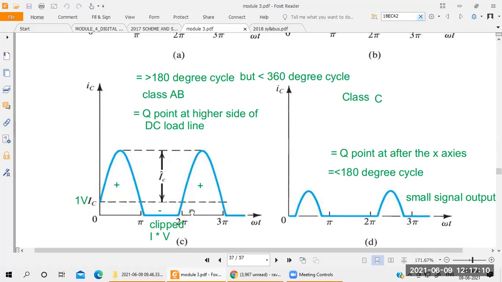Okay, what about class C here? Class C is a very small signal. That should be less than the 180-degree cycle, because they have taken the Q point below the x-axis. Understood? This was a small signal output. So that is the difference between class AB and class C.